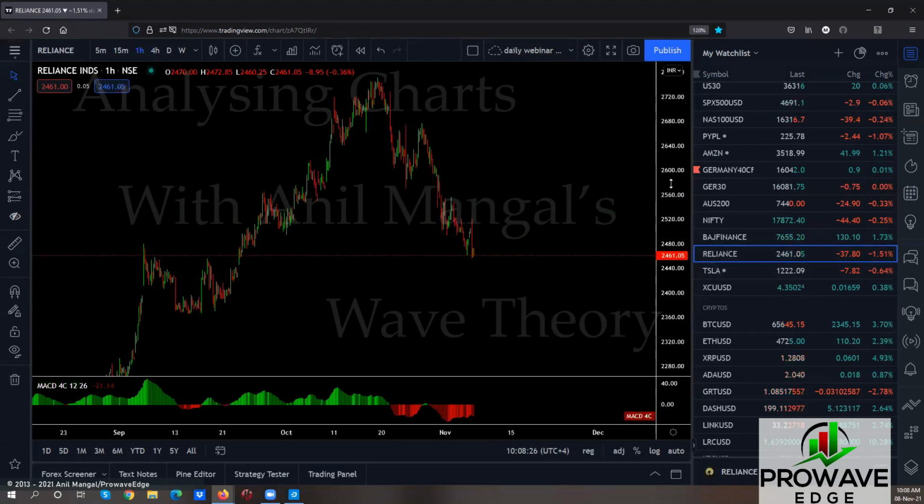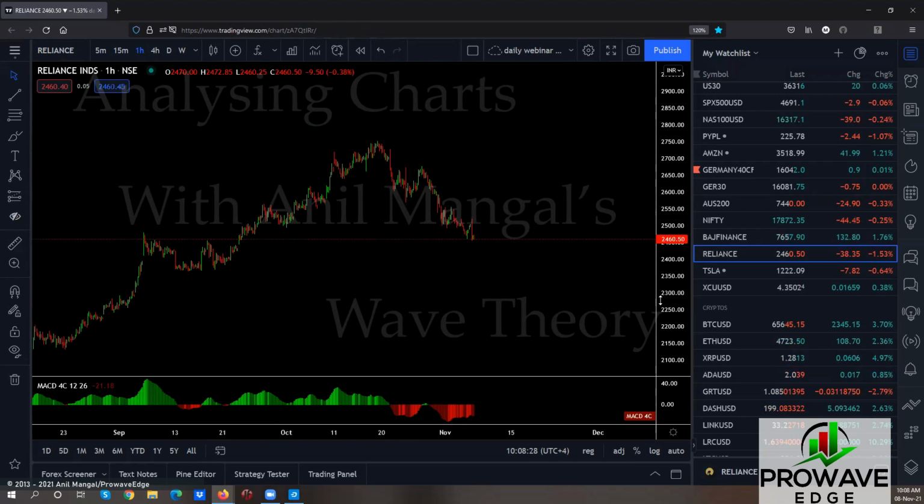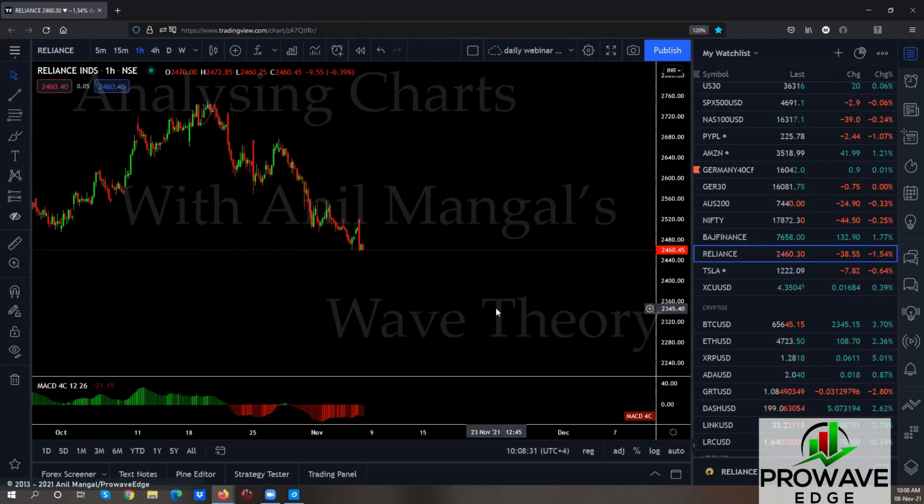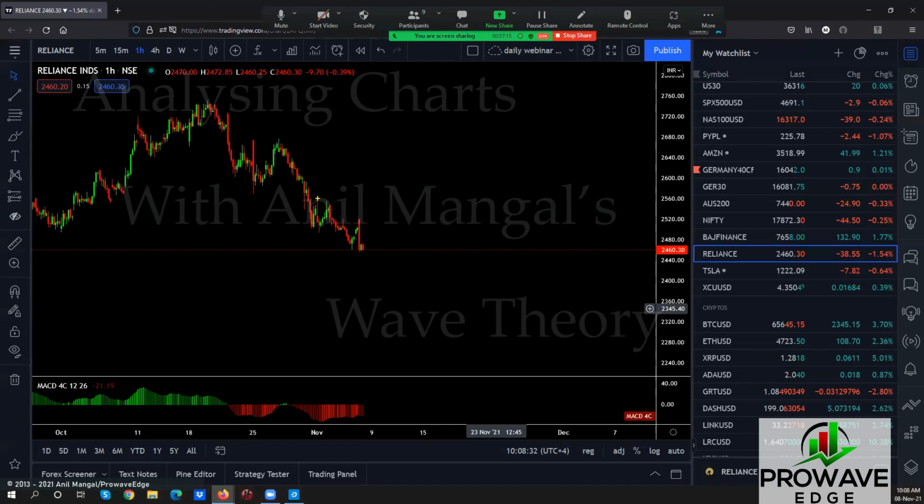Reliance. More downside. You have a running flat for a sell here. I think you can see that. And it's making a flag. We've got a running flat here. This could drop.